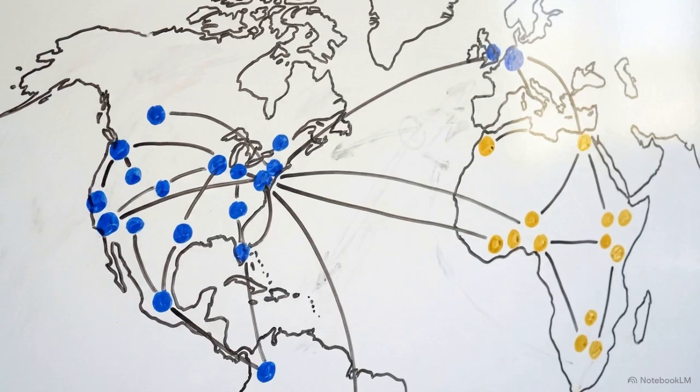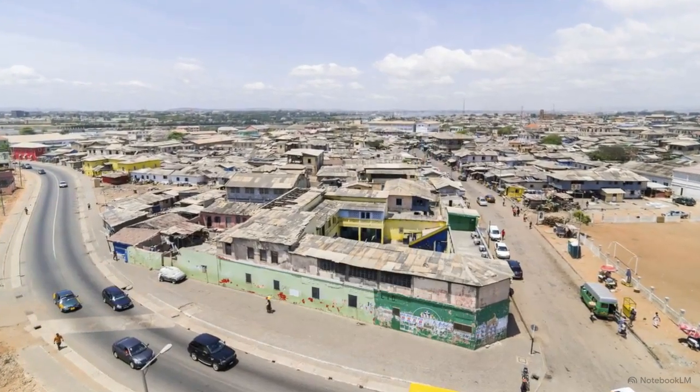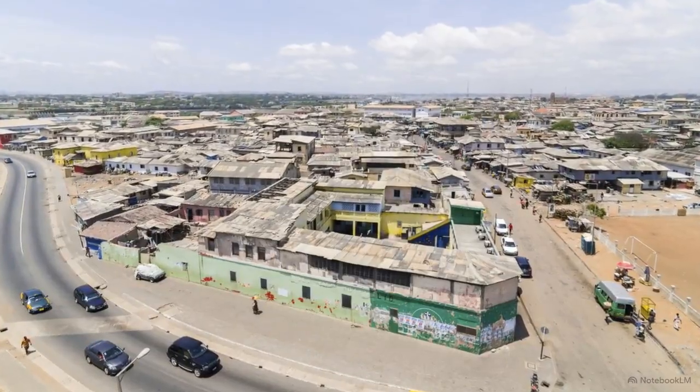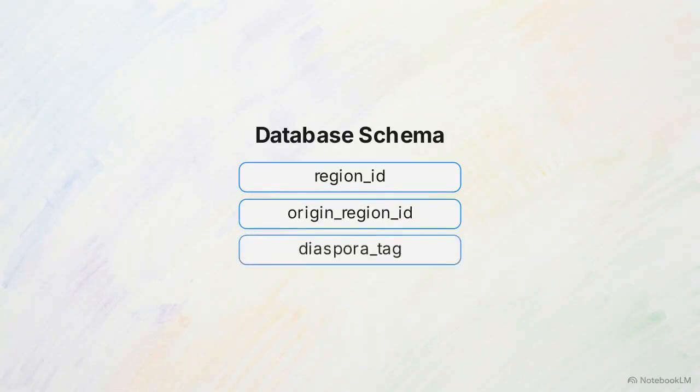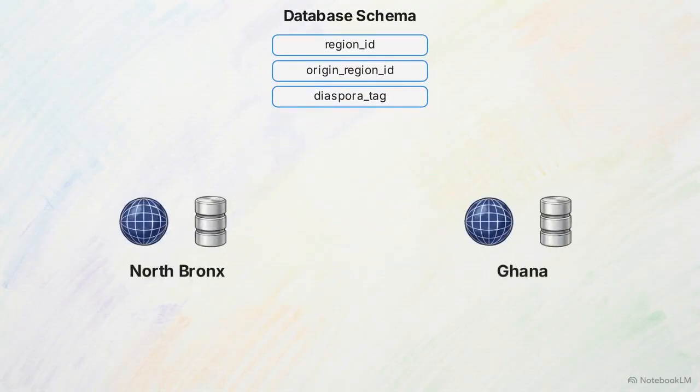Our most complex challenge is scaling the role-based access control logic across international borders. This is the objective of diaspora pathways, where a sponsor in one region supports or verifies actions in an origin node, like Accra Metro. We add 3 fields: Region ID, Origin Region ID, and Diaspora Tag. Region ID strictly limits dashboard visibility, blocking a user in the Bronx from seeing Ghana's data.